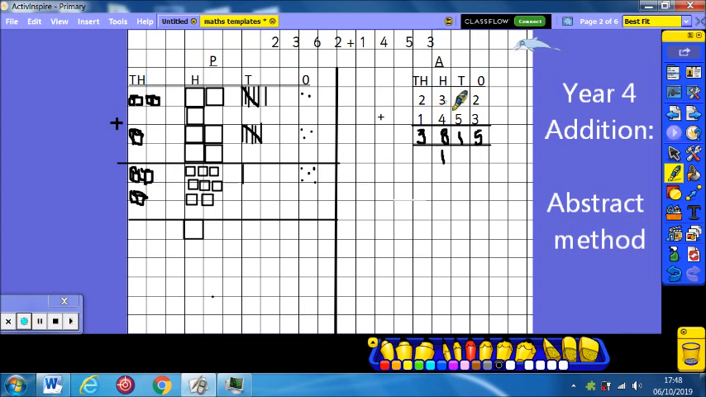So 2,362 add 1,453 equals 3,815. I've demonstrated this pictorially and again in the abstract.